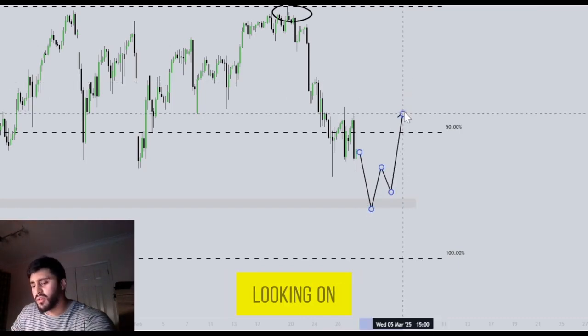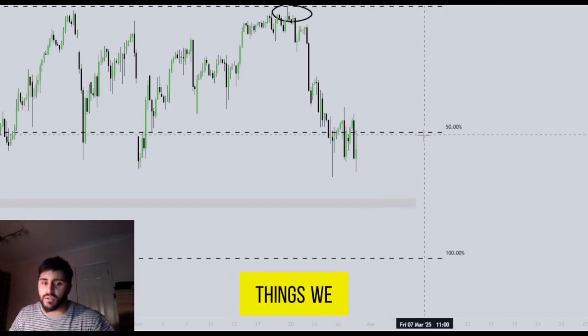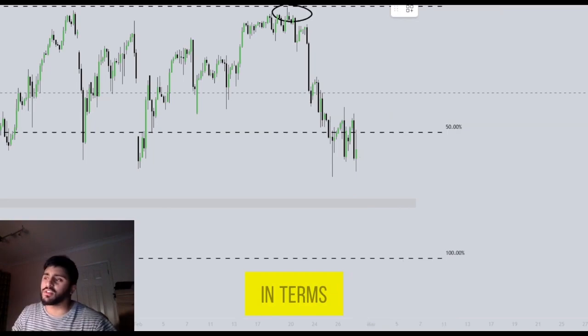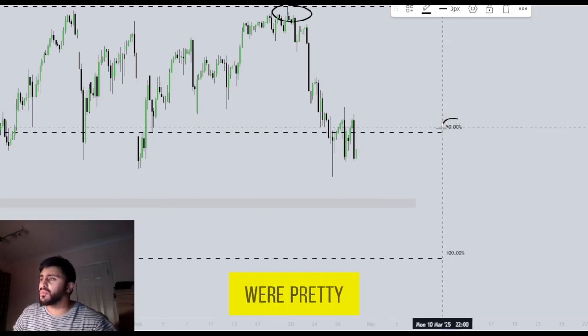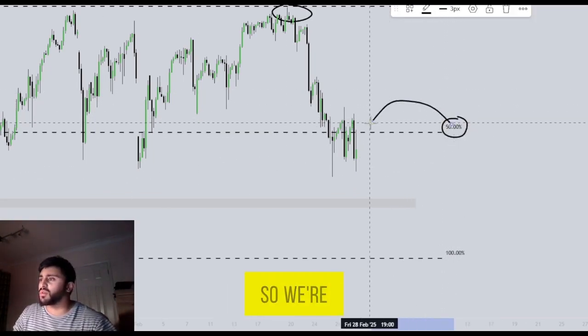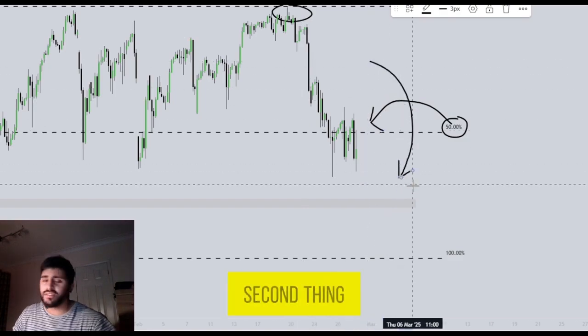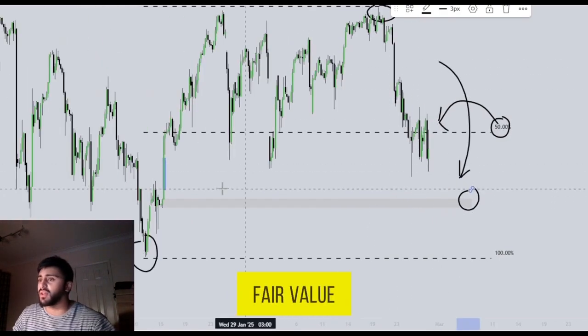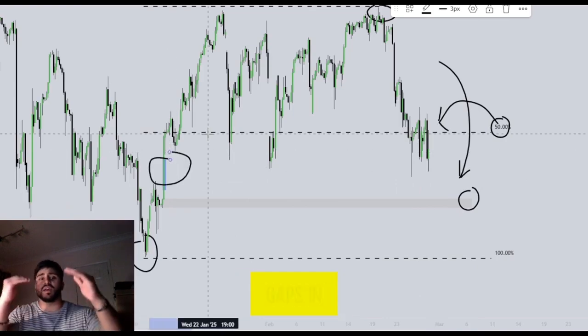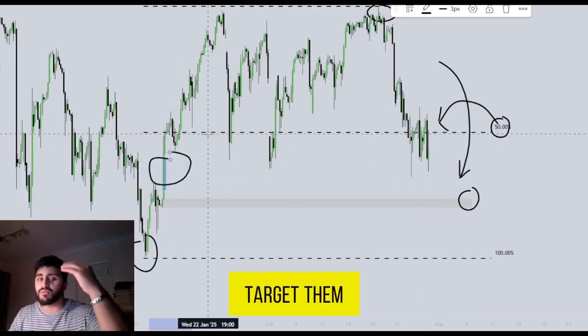So remember, when we're looking on the higher time frame, there's two things we look at. We first look at where we are in terms of premium and discount. Here we were pretty much at the 50% level, so we were at the equilibrium, but we've come from a premium into a discount. And the second thing we target is basically fair value gaps. So we look for fair value gaps in the discount, and we target them from the premium.